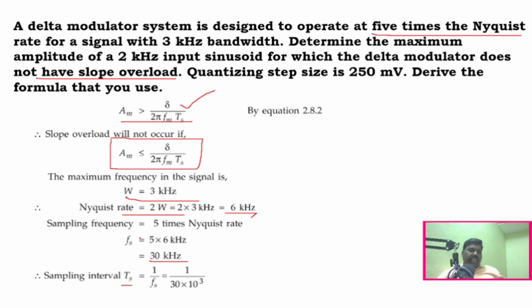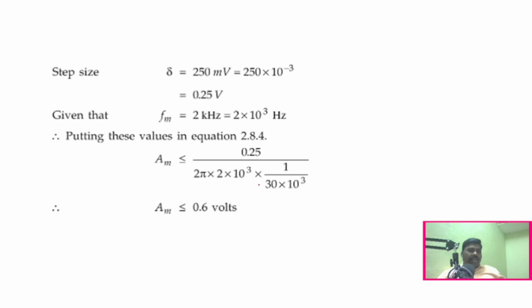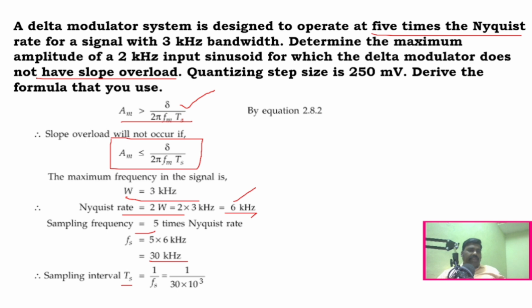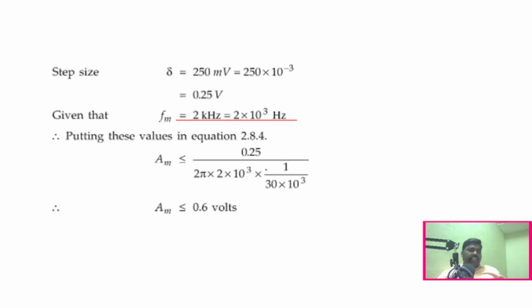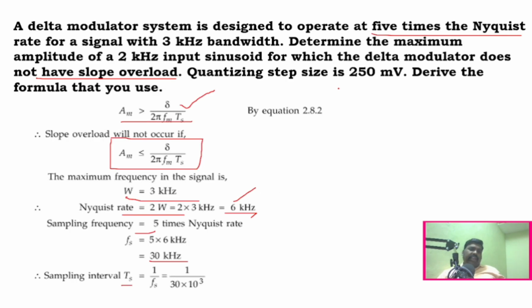So now we have obtained the Fs value, Nyquist rate value and Ts value, and fm is already given in the question itself, 2 kilohertz. If you substitute into del by 2 pi fm Ts, fm and Ts alone you have to substitute. Instead of Ts, I can also substitute 1 by Fs. You will obtain the value as 0.6 volts. It's direct substitution, that's all. First you have to understand what the question is, and whether you have slope overload error or not.